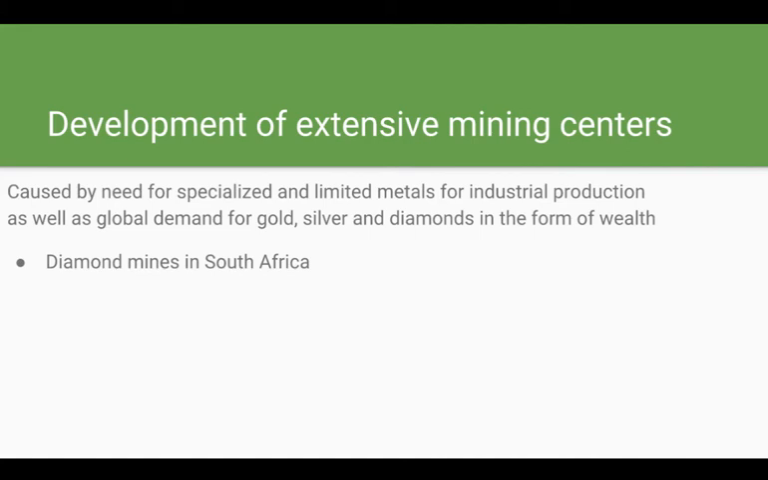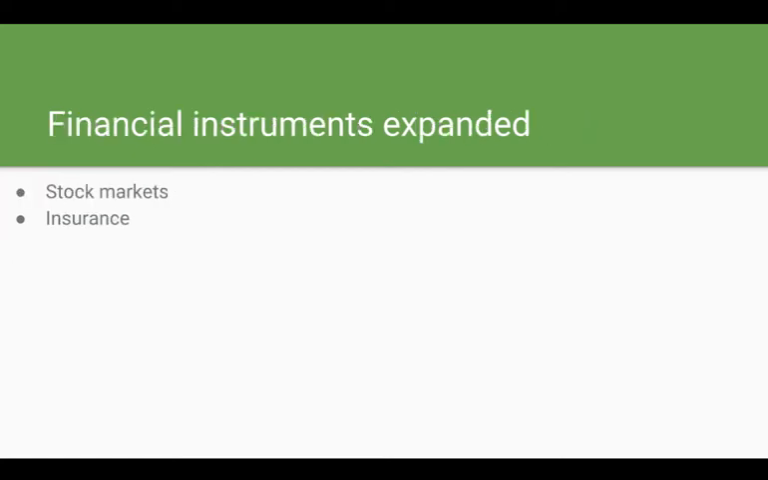There were mining centers. This is not emphasized as much in the book, but the diamond mines in South Africa are an example of tools and resources the Europeans used.